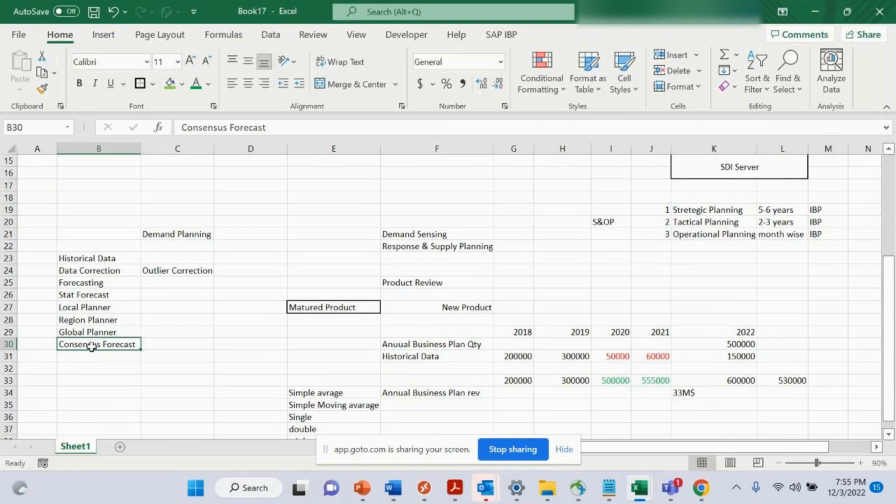Okay, so now when our consensus forecast has been submitted, or when we can say the consensus demand has been submitted, then our supply planner does the production planning and all these things, and then they commit something, which we can say is the customer receipt.